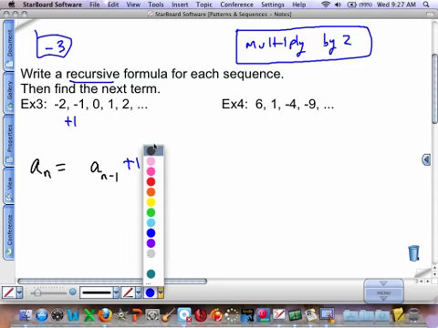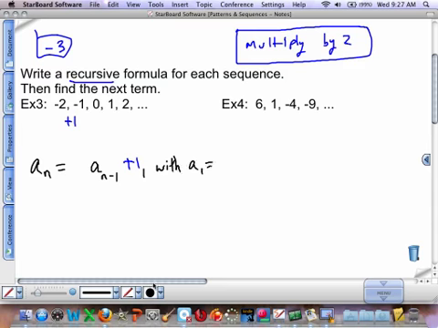And then you always have to give it the a sub 1, with a sub 1 equals what? What does a sub 1 equal? 1. That's your recursive formula.